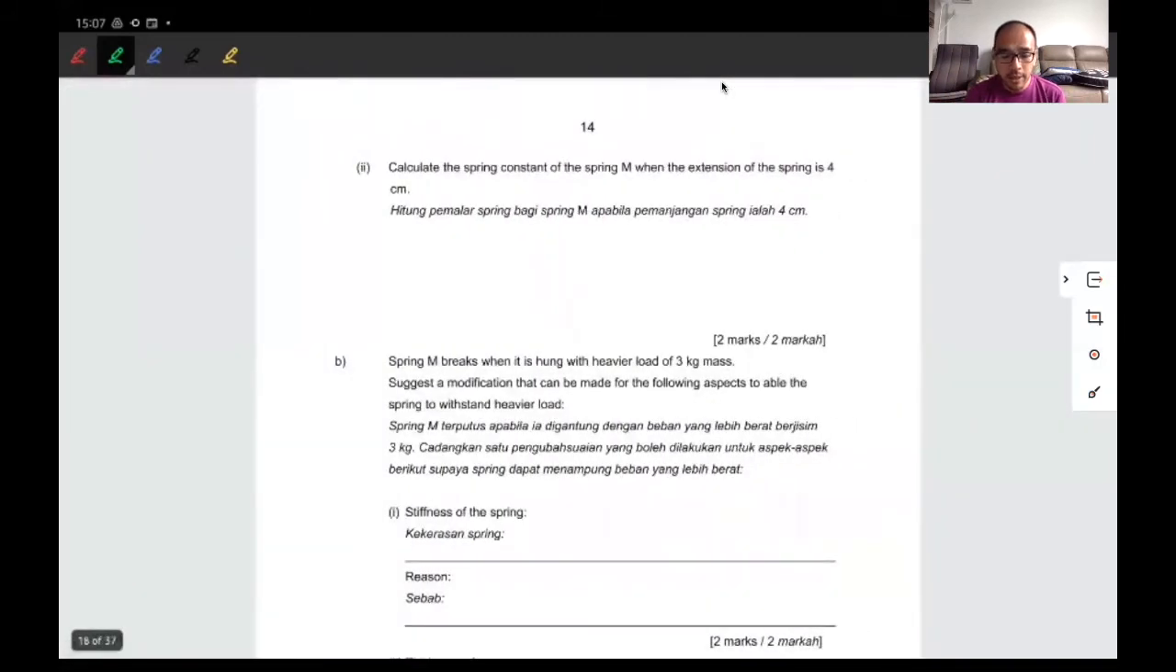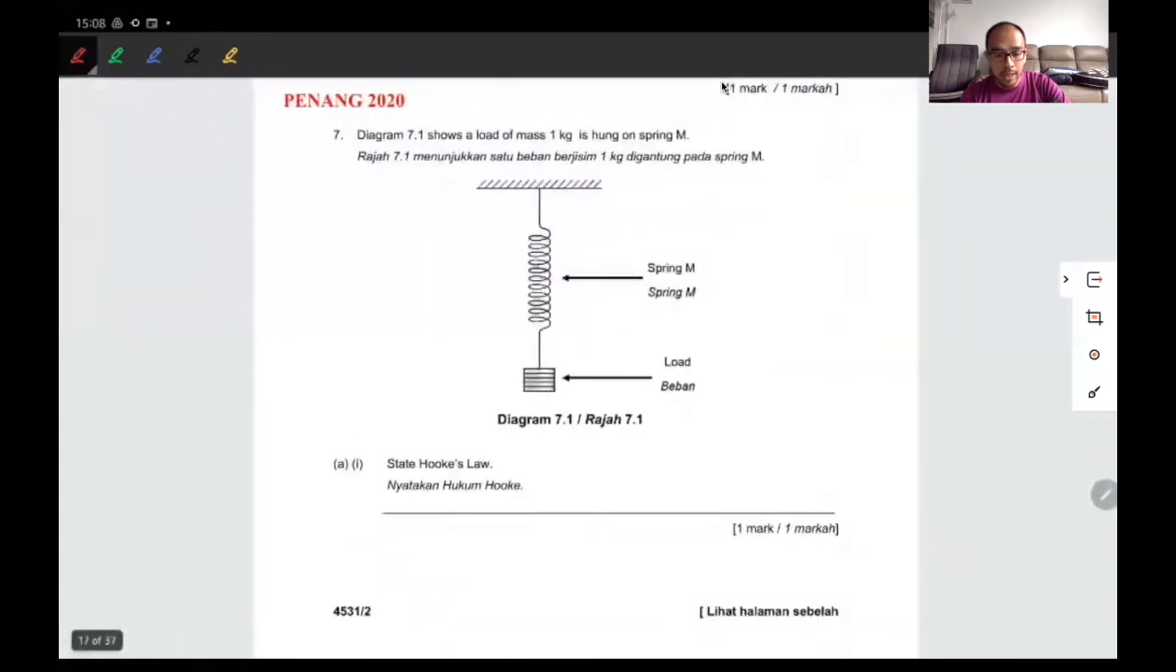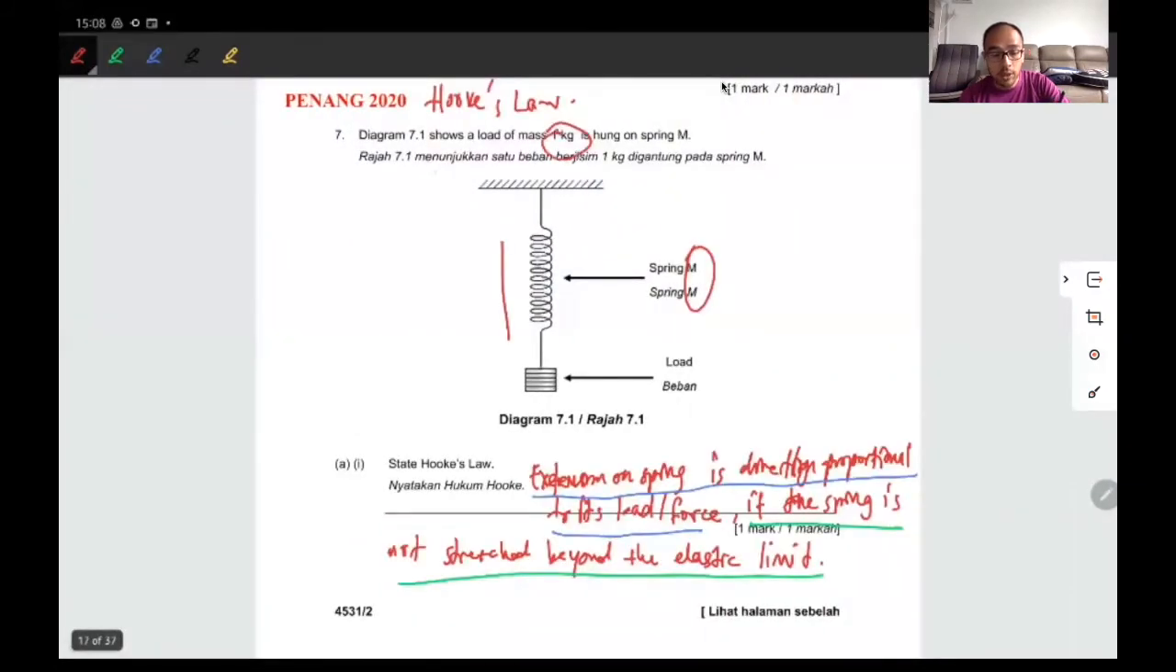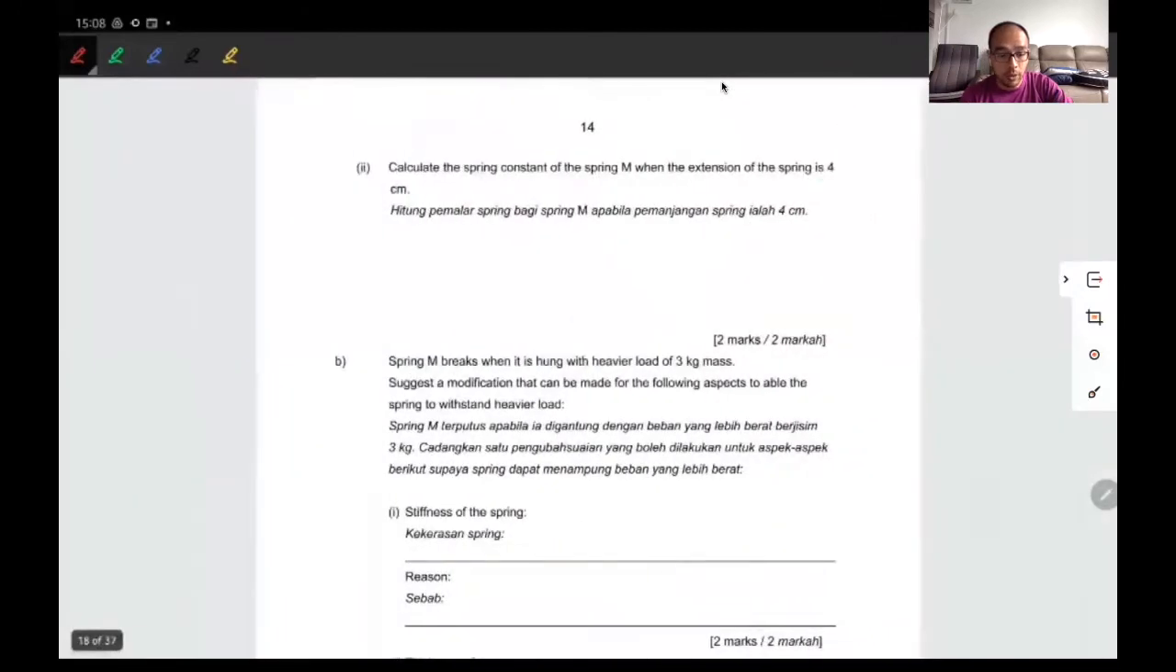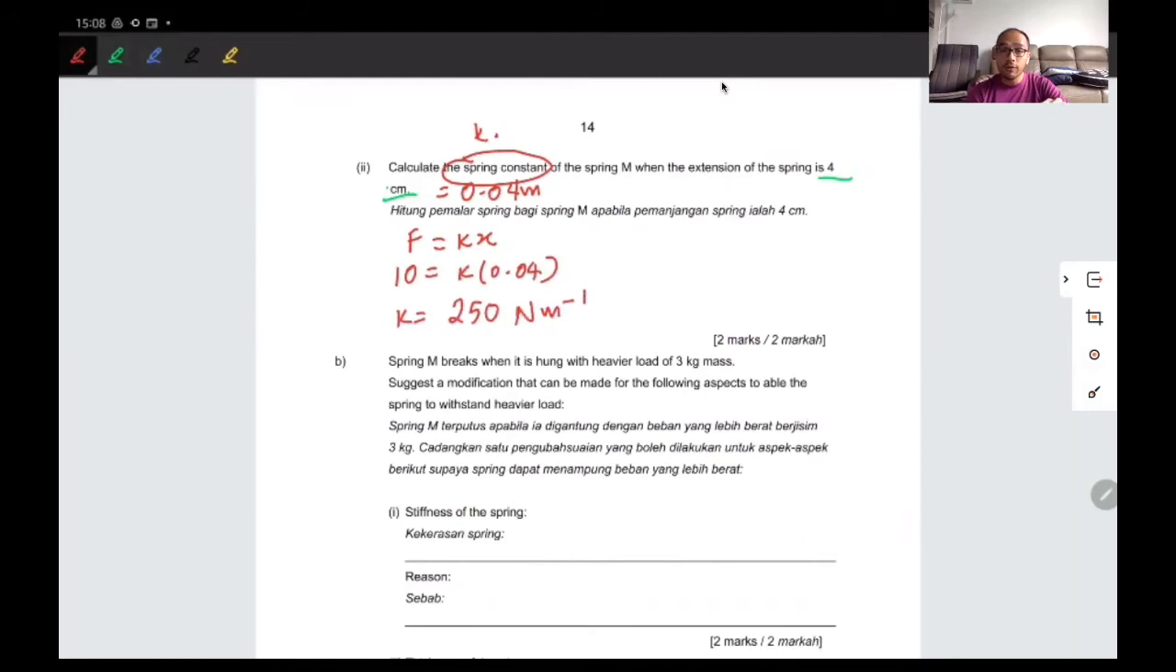Calculate the spring constant of M when the extension is 4 cm. The first thing we need to do is change the 4 cm to meters, which is 0.04 meters. Since the load is 1 kg, the force is 10 newtons, multiplied by 10. The formula is F equals Kx. They ask us to calculate K. So 10 equals K times 0.04. So K will be 250 Newton per meter. The unit for the spring constant is Newton per meter.